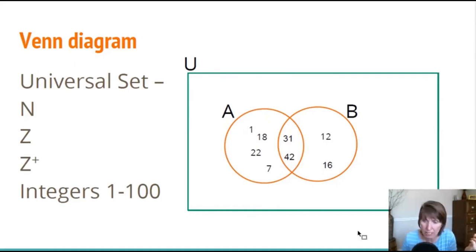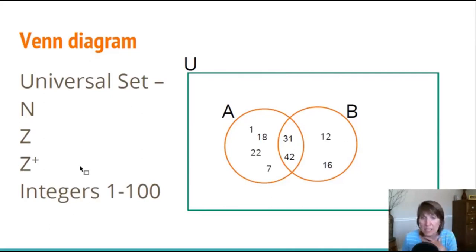And that's that rectangle, the universal set. Well, what is the universal set in this case? Well, when we look at this, it could be the natural numbers, right? Because all of these are natural numbers. It could also be all integers, which is the set Z. So it could be set Z because they're all integers. It could also be Z plus because they're all positive integers. All of those work for the universal set. Even a universal set of 1 to 100 works for this case.